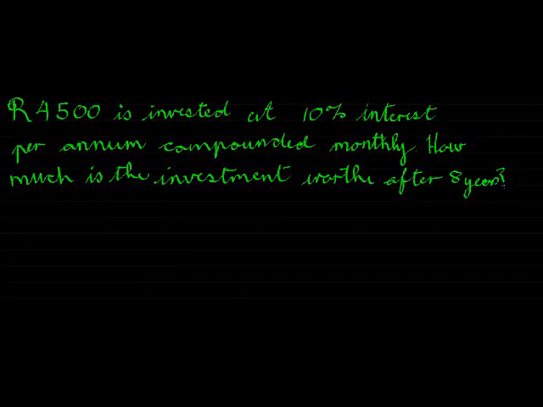4,500 rand is invested at 10% interest per annum, compounded monthly. What on earth does that mean? Well, that simply means that though I get 10% per annum, I get my interest every month, which we will learn a little bit more about later on, if you haven't done it yet. We get our interest monthly, which is a very good thing because it means my money starts growing earlier. How much is this investment worth after 8 years?